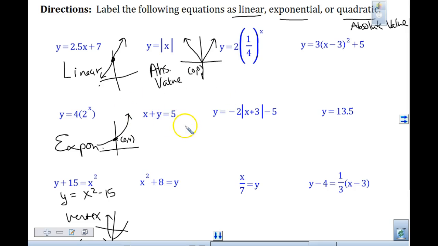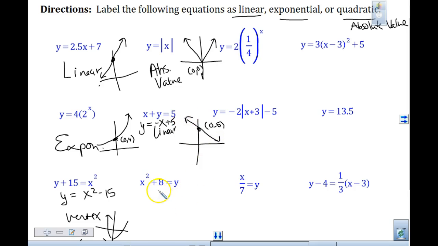Next one, if I am looking at Devin. Linear. What's a key feature that you know about it being linear? We might rewrite it in slope-intercept form. y equals, we have what? Negative x plus 5, which tells me my y-intercept is where? At 5. So I know 0, 5. And the other thing I know is that my graph is going to go down.